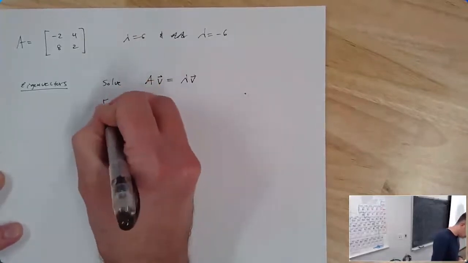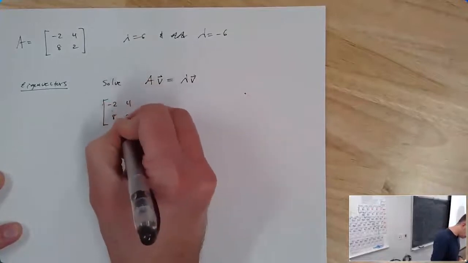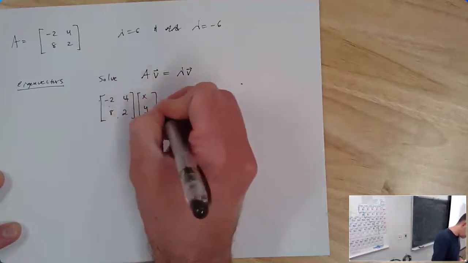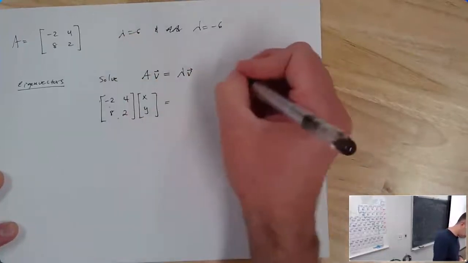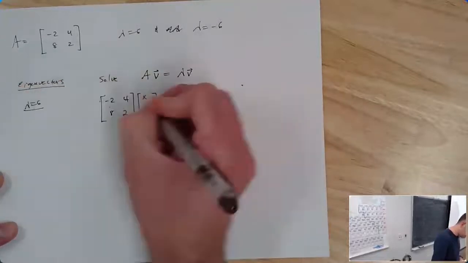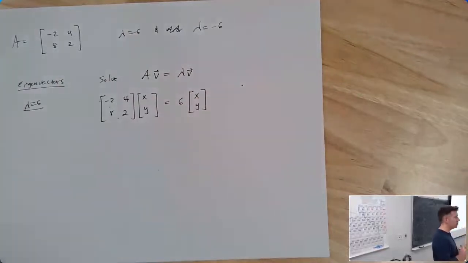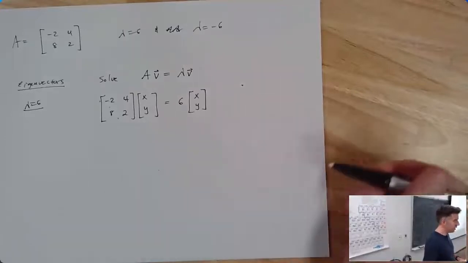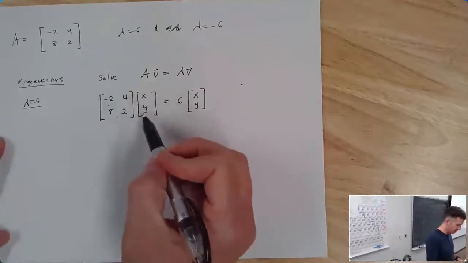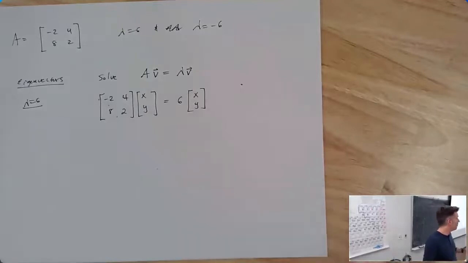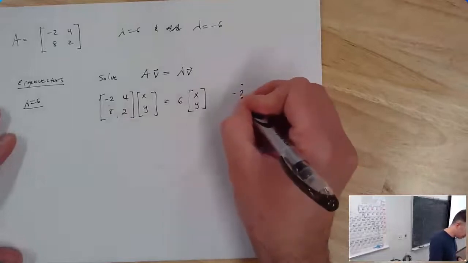So I'm going to do [[-2, 4], [8, 2]] times the vector (x, y) equal to lambda times (x, y). Let's do lambda equal to 6 first. Most of the time when you do this, you should only need one of the equations. Meaning, I'm not going to write down both -2 times x plus 4 times y equals 6 times x and 8 times x plus 2 times y equals 6 times y. You could, but you almost never need both, to be honest. So I usually just use the first one, unless there's a good reason to use the second.